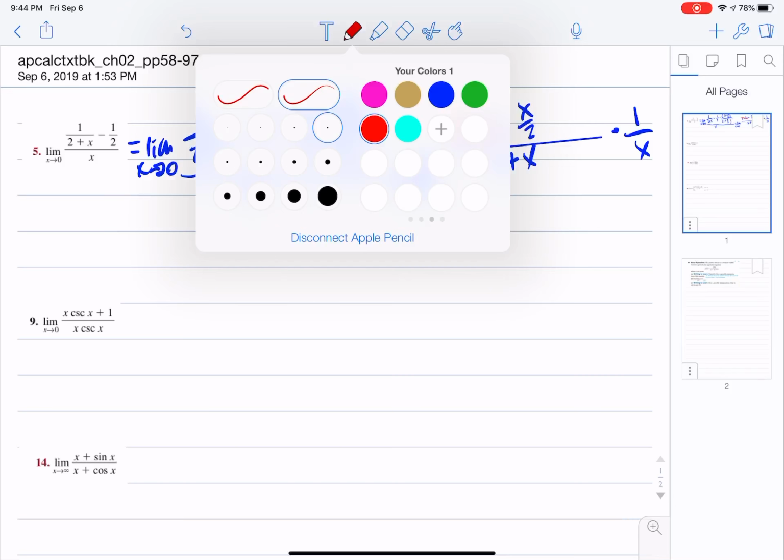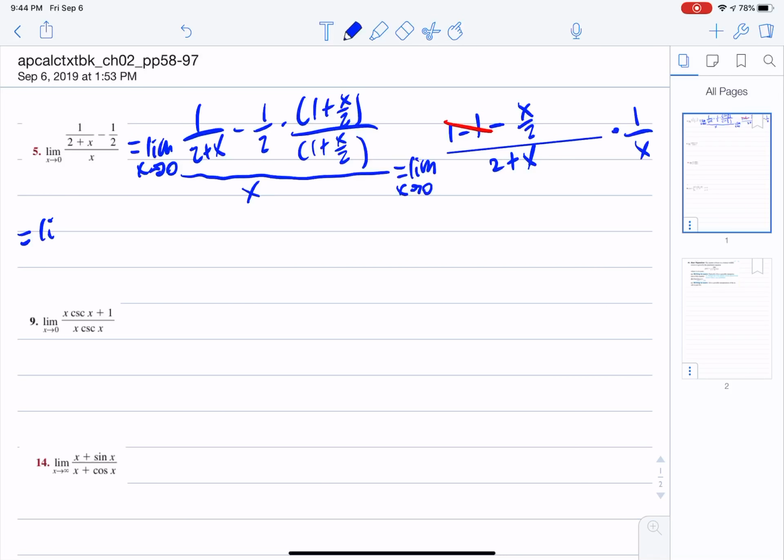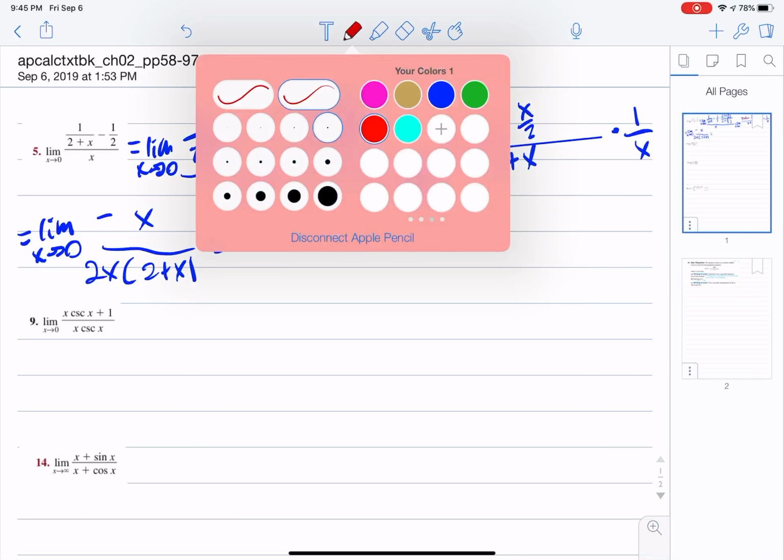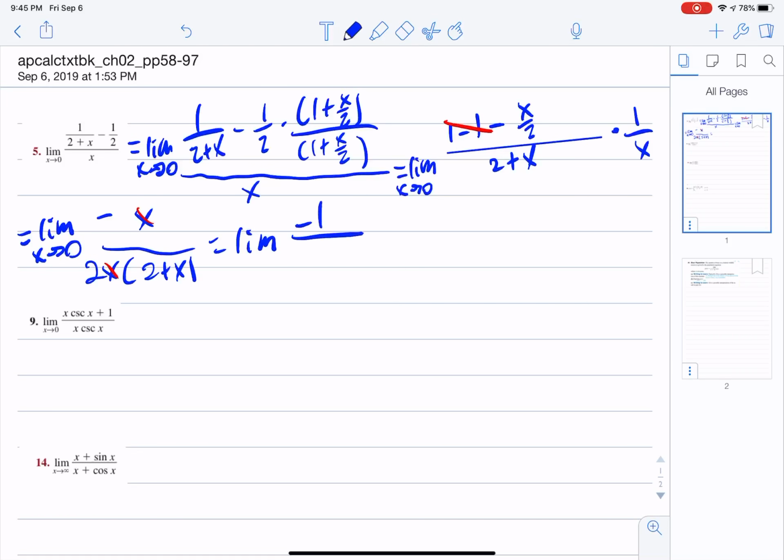times 2 plus x. So that simplifies to the limit as x goes to 0 of negative x over 2 over x times 2 plus x, which is equal to, we could take that 1/2 for that matter, and bring it to the bottom. Then we have negative x over 2x times 2 plus x, and those x's just cancel off with the top and the bottom. And we have that this is just equal to the limit of negative 1 over 2 times 2 plus x as x goes to 0.